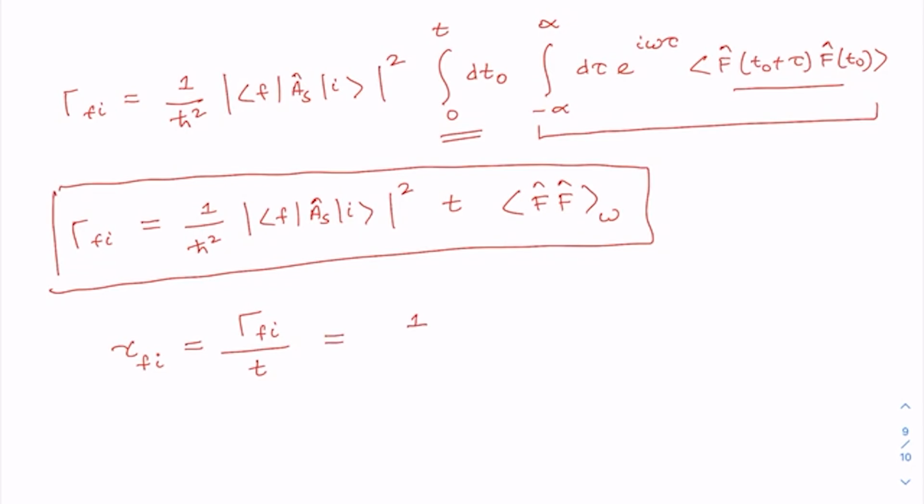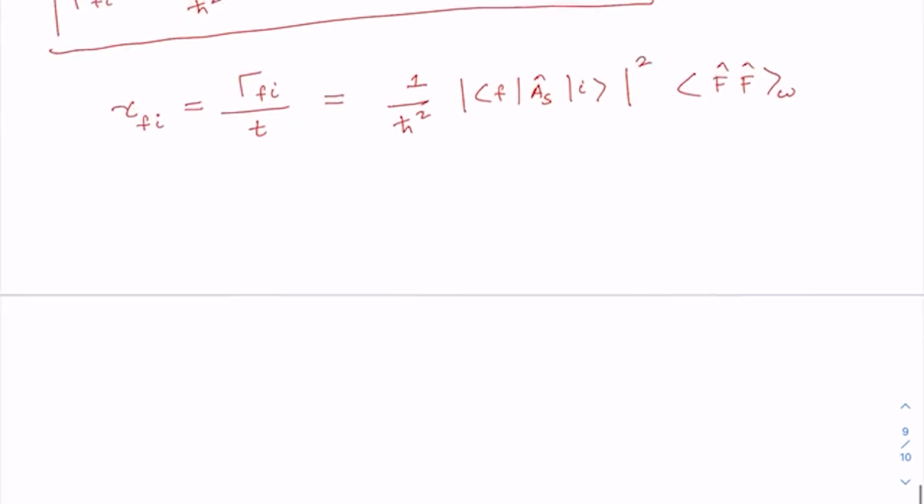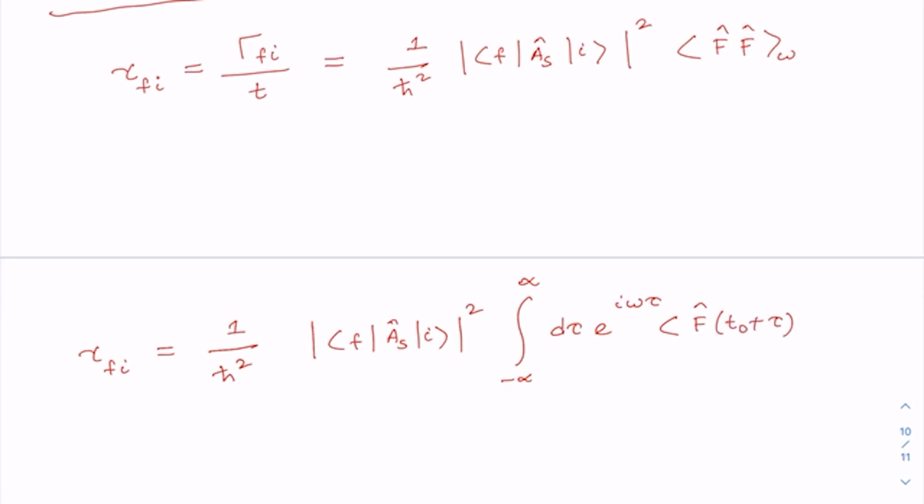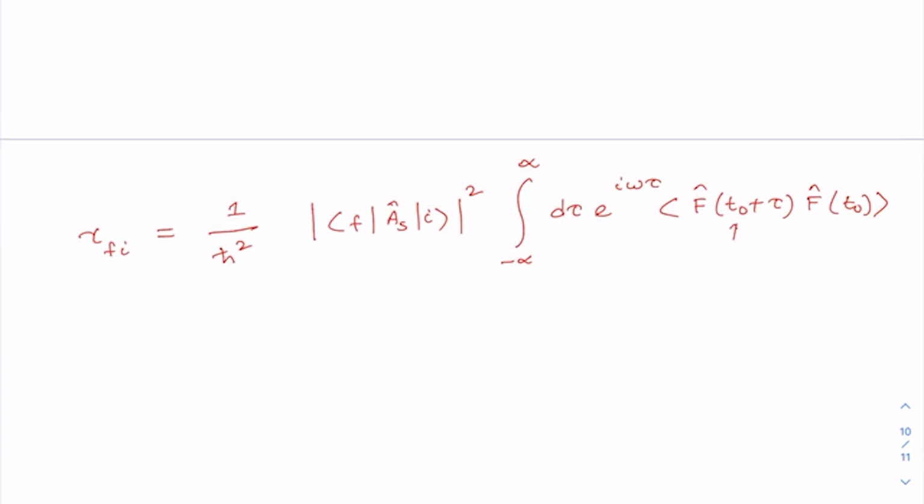Then I can write it as 1 by h cross square, |f as I| mod square, f f omega. Let me write the full formula here now. Gamma fi is equal to 1 by h cross square, modulus of f as I squared, and the integration from minus infinity to plus infinity d tau e to the power I omega tau f(t0 plus tau) f(t0). Actually many times t0 is taken to be 0 because this is the reference time, you can say.